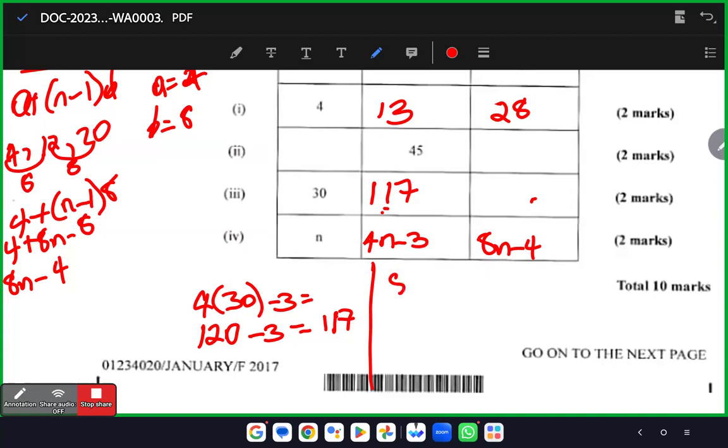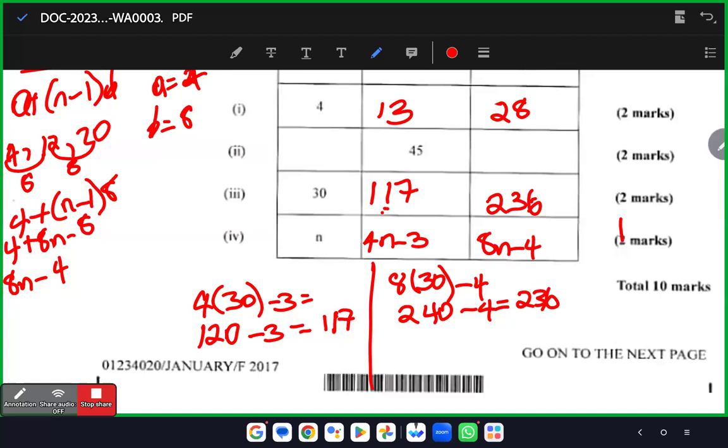So this would be 8 times 30 minus 4. So 8 3s, as we know, is 24. So that's 240 minus 4, and this would be 236. All right. So the perimeter for the 30th figure would be 236. So we're almost through now, guys. The next question, which is question 2, is what we have to work out.